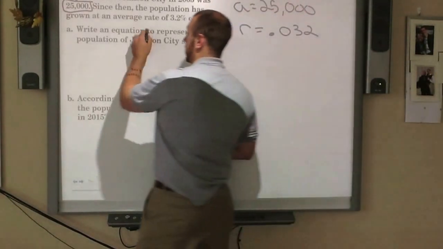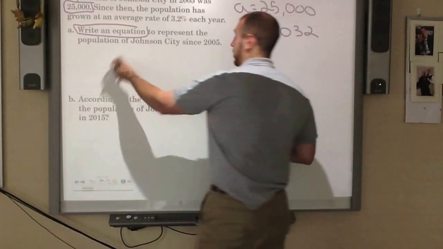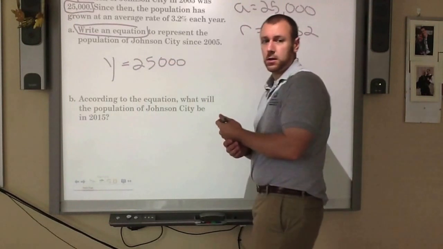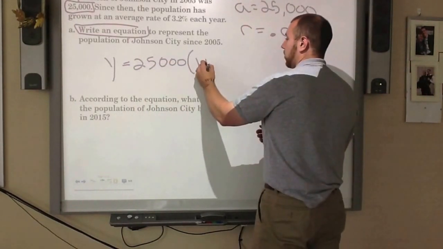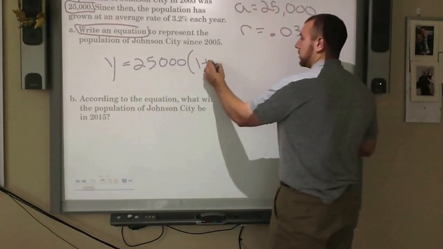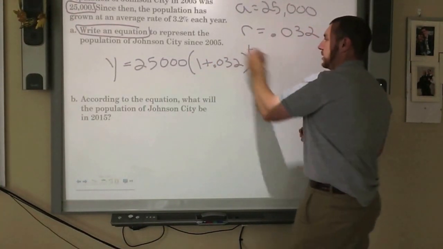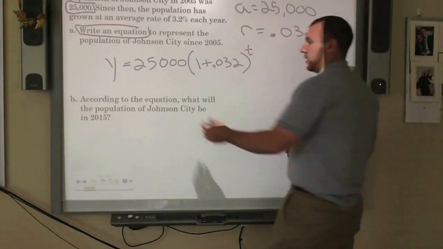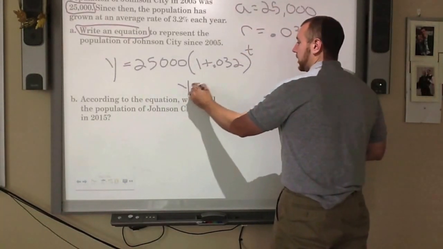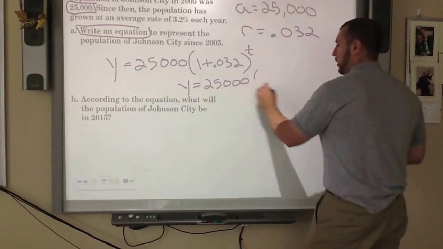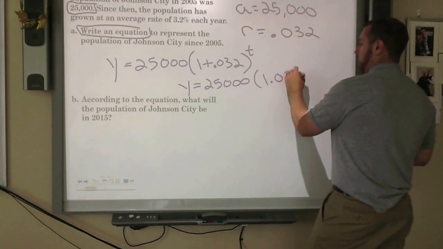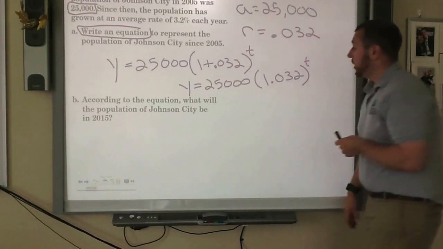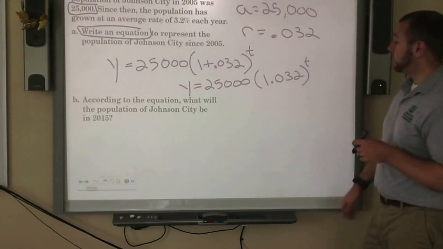So I'm just writing an equation. I'm going to start off and just plug in my numbers. Y equals 25,000 parentheses 1 plus my R, which is 0.032, raised to the t. Because I don't know the time, I'm just writing an equation. Well, I can simplify this down too. So my final equation is y equals 25,000 times 1.032 raised to the t. All I did was add those together. So now this is my constant rate of growth here.